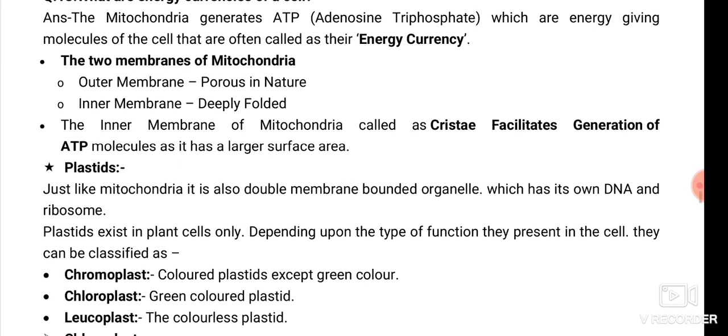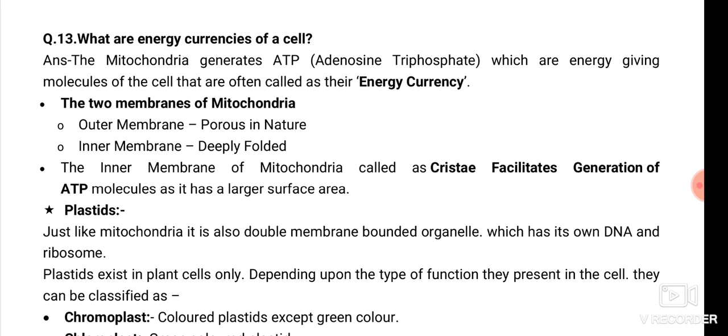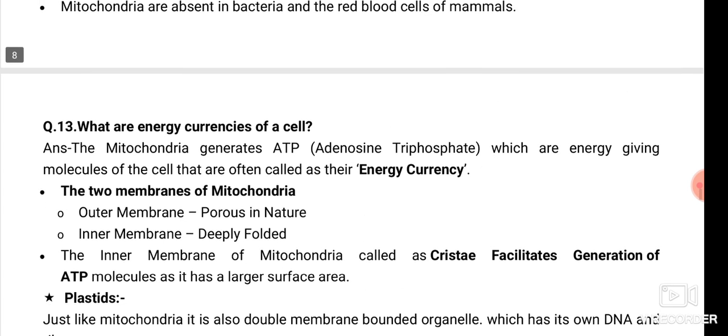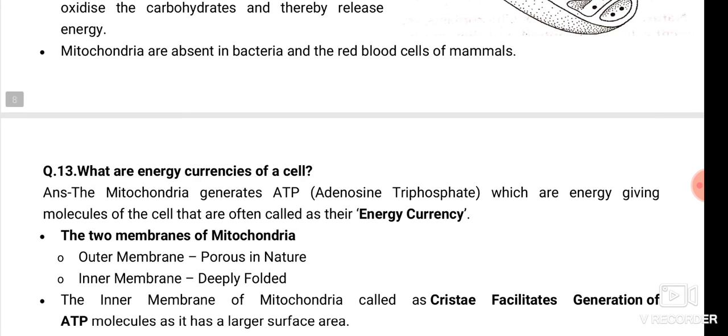What is the energy currency of the cell? The mitochondria generates ATP, adenosine triphosphate, which are the energy-giving molecules of the cell and are often called the energy currency. And the two membranes of mitochondria: the outer membrane is porous in nature, that means it has holes in it, and the inner membrane is deeply folded, called cristae, which helps in the generation site of ATP molecules.